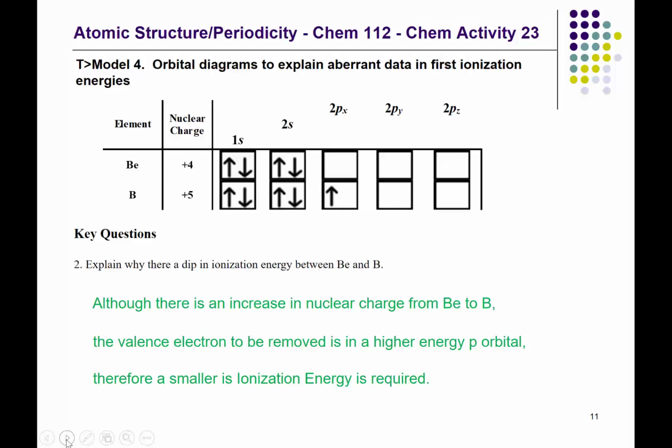There isn't a dip in going from boron to carbon because they are both having the same situation. Both of them are removing an electron from a higher energy p orbital. So the effect of an increase in nuclear charge is in fact experienced and demonstrated. So this is the kind of answer that I would be looking for to explain the dip in ionization energy between beryllium and boron. The same explanation would be applied to why there's a dip from magnesium to aluminum, or why there's a dip from calcium to gallium. Hopefully this discussion makes sense to you, and we'll be looking at some similar examples in our live sessions.